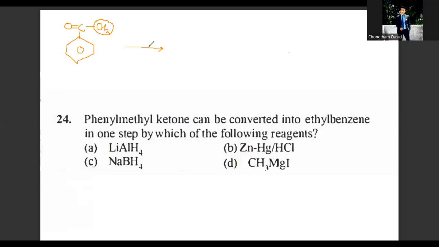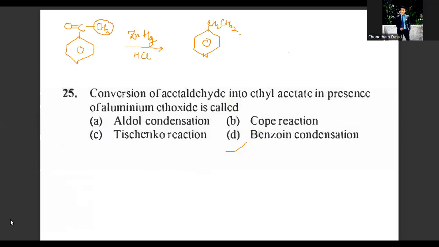Now in the presence of zinc amalgam and hydrochloric acid, it is changed to ethyl benzene, CH2CH3. So this can be converted in just one step by which of the following reagents? Zinc amalgam and HCl. You can figure out what reagent this is. In the previous class, we have explained. Okay, I hope it's clear. Lucas reagent. Question number 25.